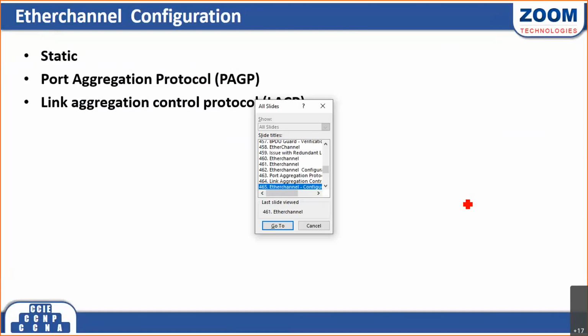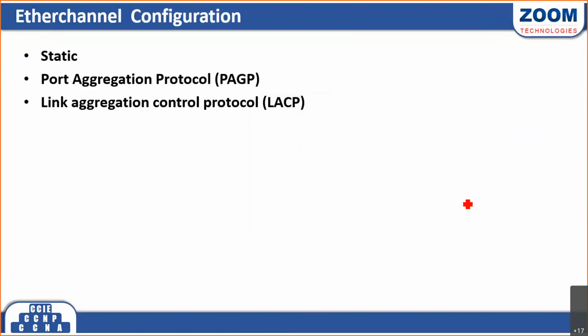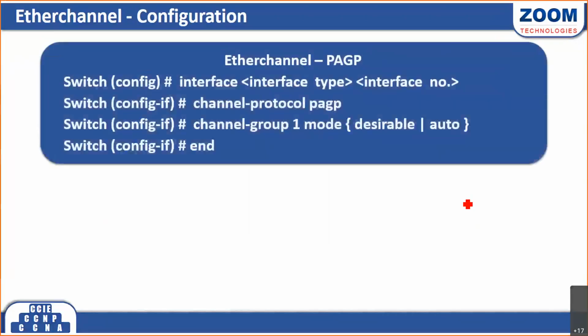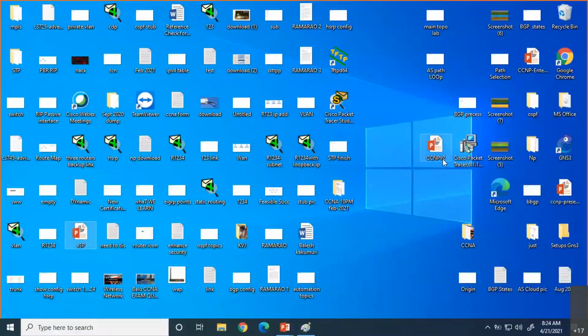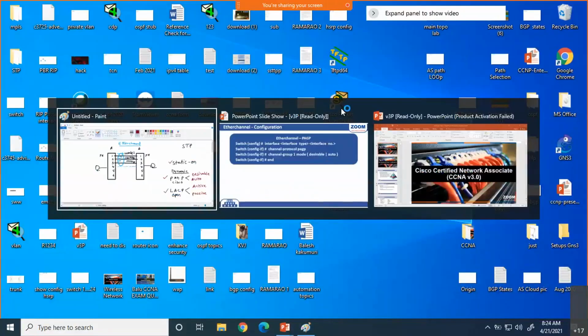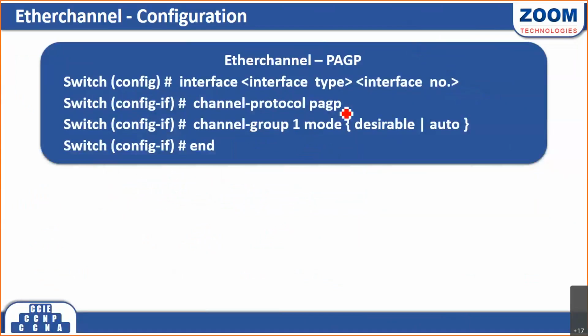See the configuration of EtherChannel. Enter interface range for the ports we are combining, then channel protocol PAgP, channel group. You can use any number, but both switches should have the same group number. If it's PAgP, the modes are desirable and auto. If it's LACP, active and passive modes.